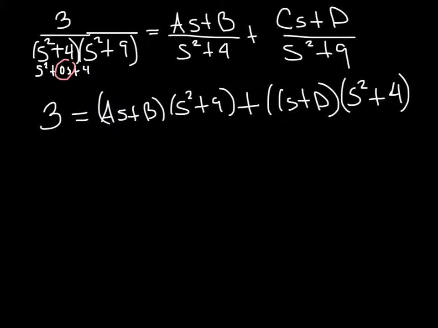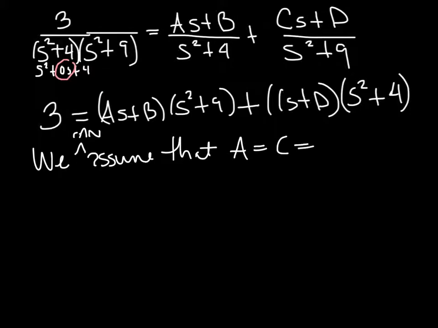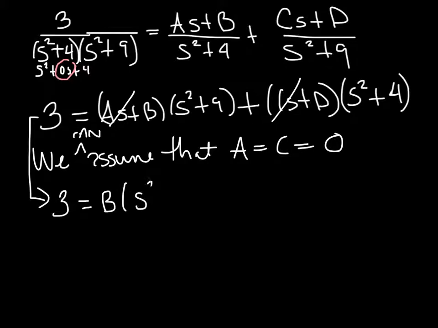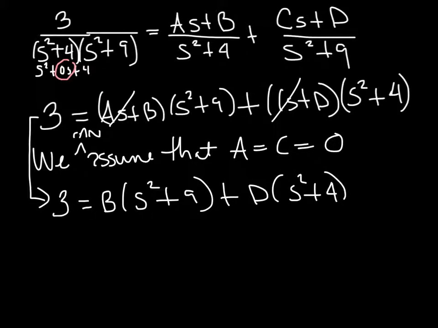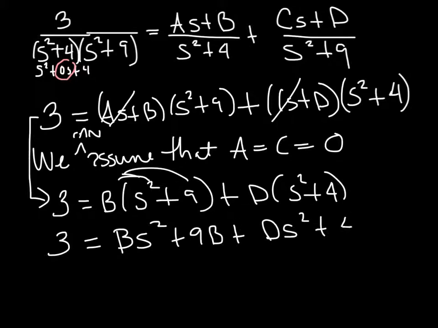Since our s is here and our s is here, attached with A and C, we can assume that A is equal to 0, which is also equal to C. Because we can say that, this simplifies: 3 equals, that's gone, so we get a nice B times s squared plus 9 plus D times s squared plus 4. Let's keep simplifying. I'm just distributing: Bs squared plus 9B plus Ds squared plus 4D.